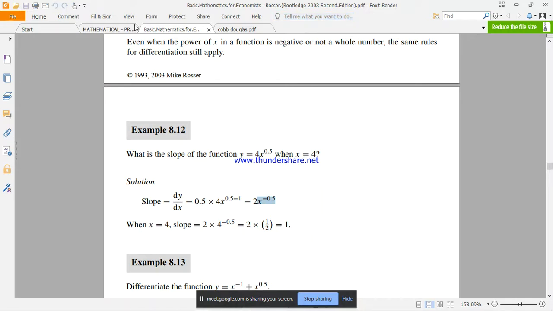So the question is saying what is the value of that slope when x is 4? So we'll get 2 over, our x is 4, so 4 raised to the power 0.5. But 0.5 is half. So this is 2 over 4 raised to the power half. But anything raised to the power half is more like the square root of that thing. So this will be 2 over the square root of 4. What is the square root of 4? It is 2. What is 2 over 2? 1. So this is how they found this one.